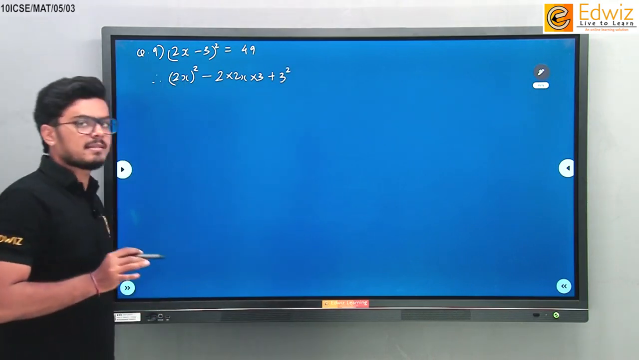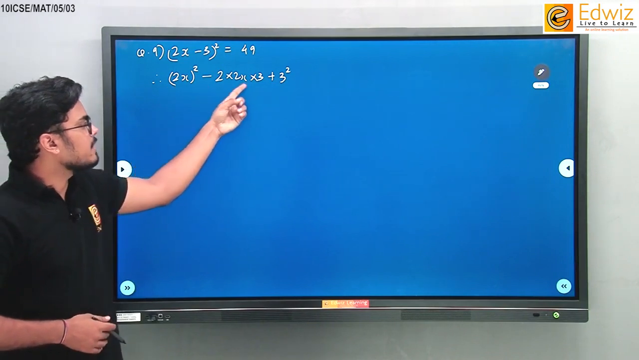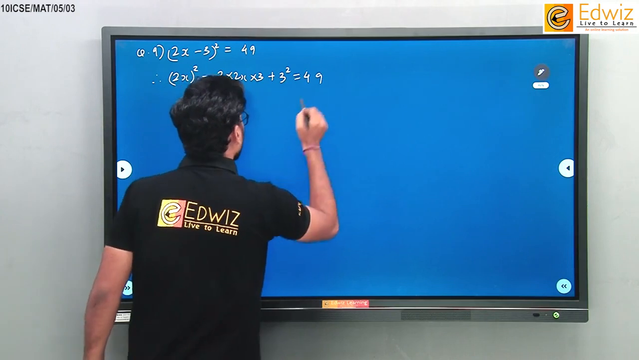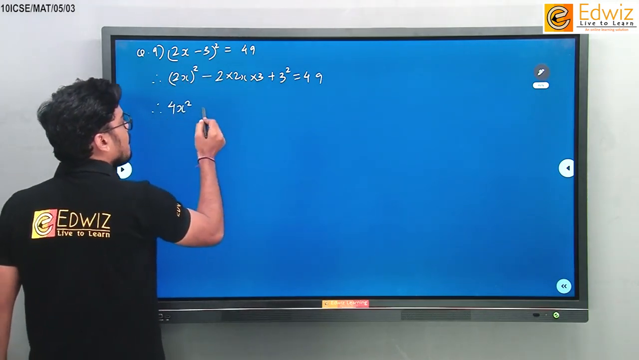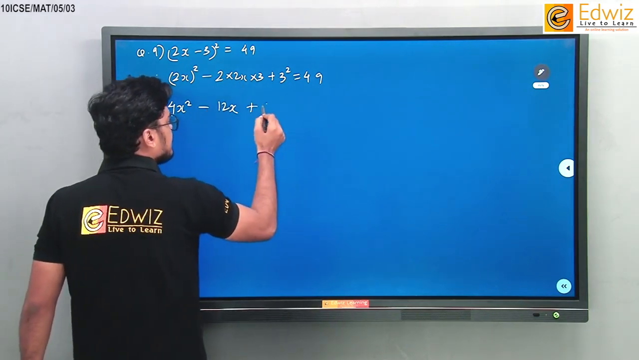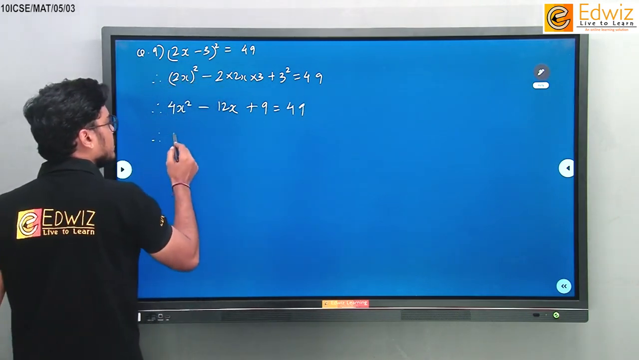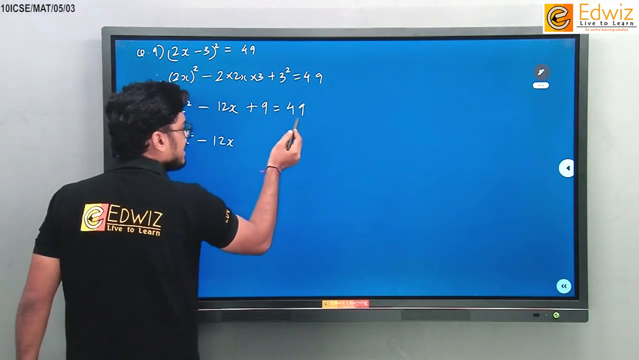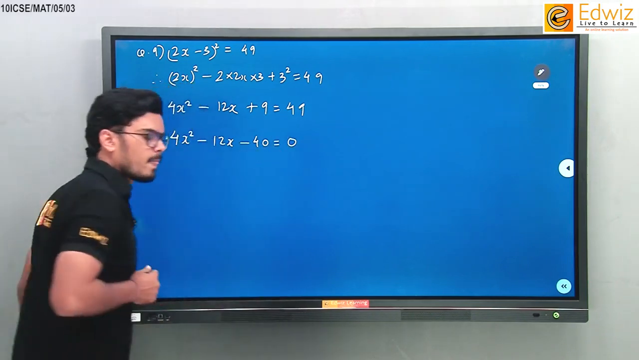Okay, we are just using a standard identity, a minus b the whole square equals a square minus 2ab plus b square, equal to 49. Let us solve this. This will become 4x square minus, 2 2s are 4, 4 3s are 12, so 12x plus 9 equals 49. Bring 49 on the left hand side, you will get 4x square minus 12x plus 9 minus 49, so minus 40 equal to 0.